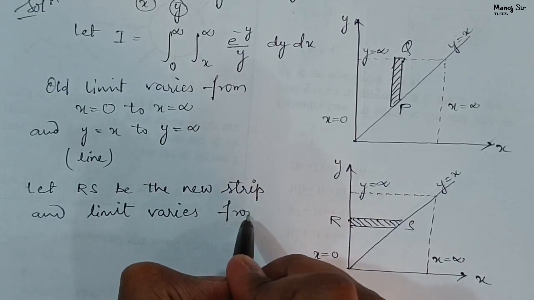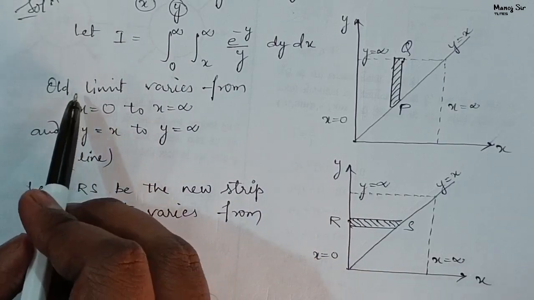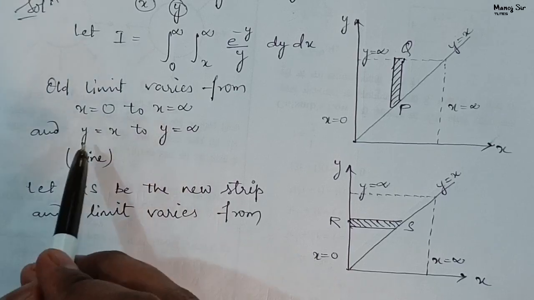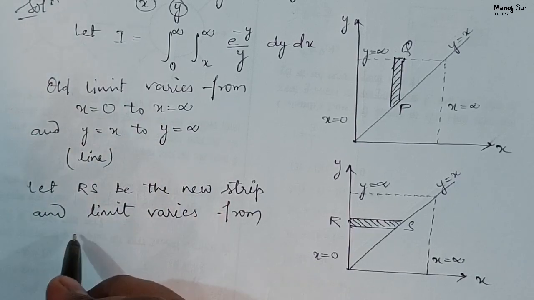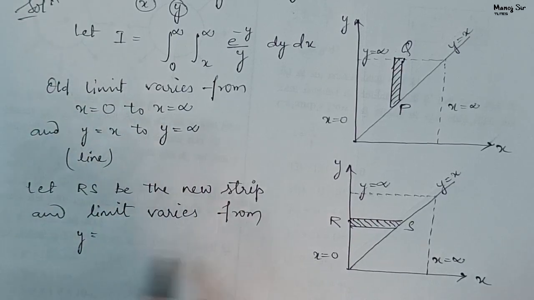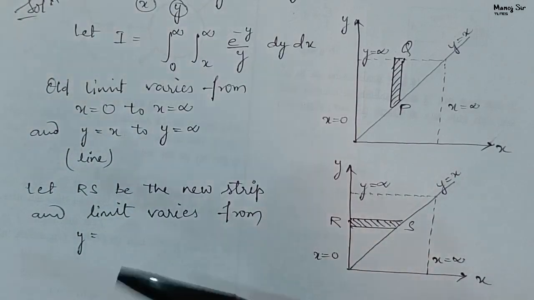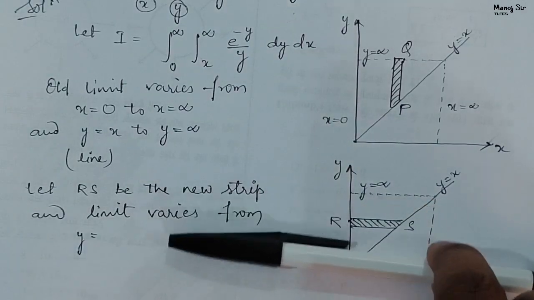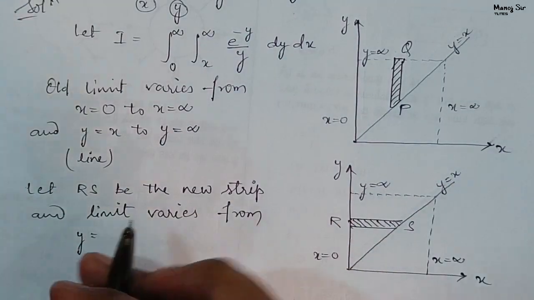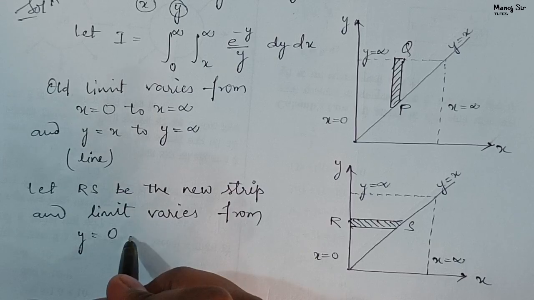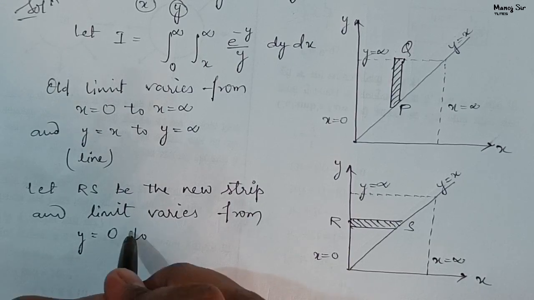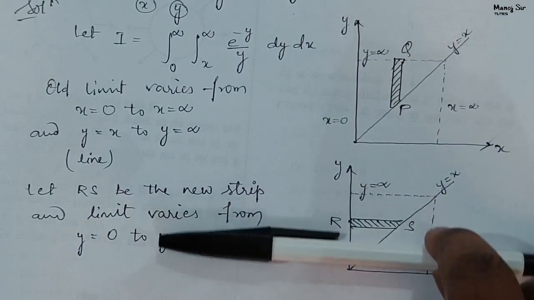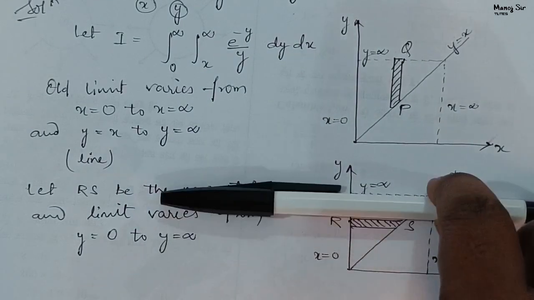varies from here. In the old limit, first we wrote about x limit, then y limit. So here we need to write first y limit and then x limit. So here you can see RS, as per the y, it goes from y equal to 0 to y equals to infinity. So y limit goes from y equals to 0 to y equals to infinity. Once again, let us check. RS moves from y equal to 0 to y equals to infinity. Okay, from here to here.